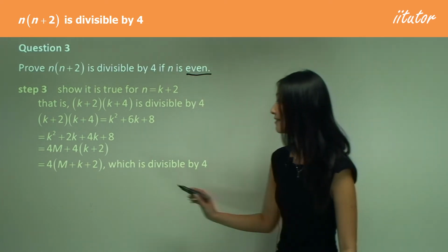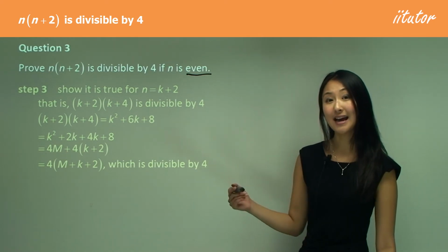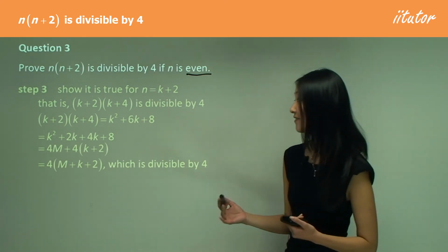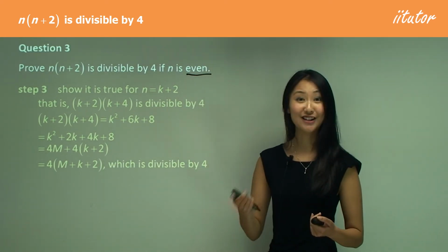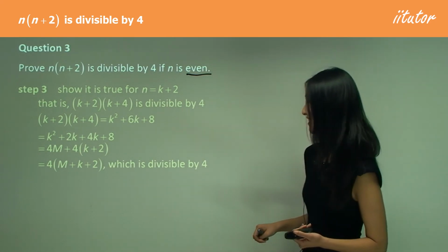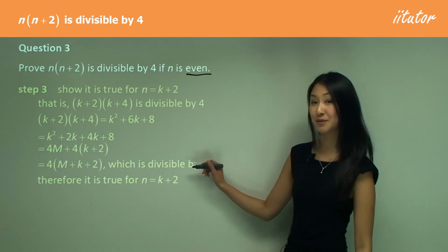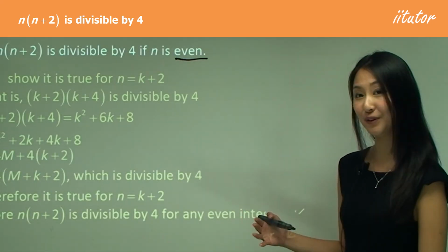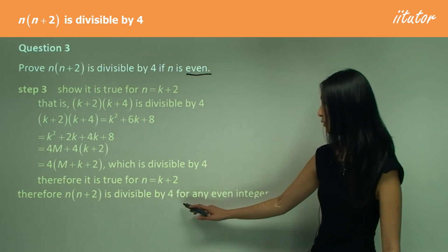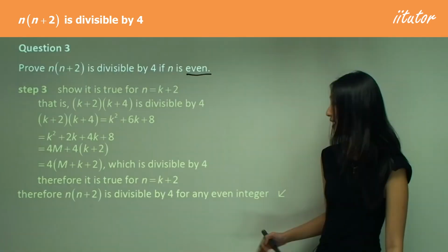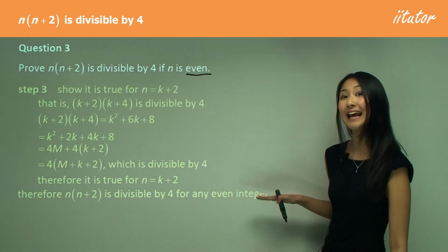Now I need to double check that this indeed is an integer. So I know m is an integer, and we specified that k is an integer and also true for an even number. So this must be an integer. And the quickest way to do that is go no fractions, no decimals. We can say that's an integer. So if this is divisible by 4, therefore this is true for n equals k plus 2. So our conclusion specifies that therefore n times n plus 2 is divisible by 4 for any even integer. So we have to specify it is only satisfying this for any even integer.